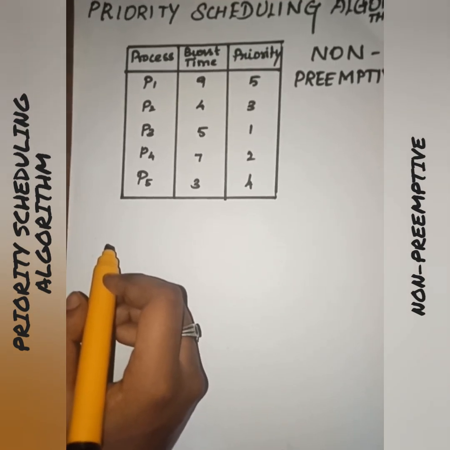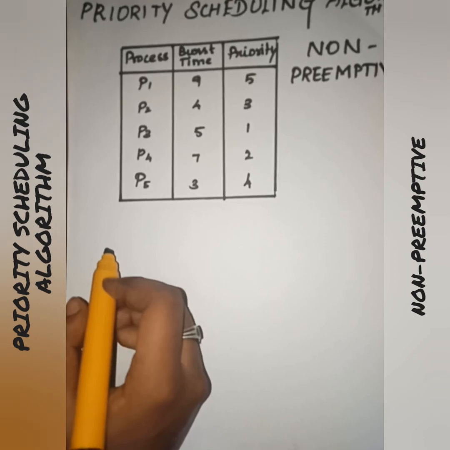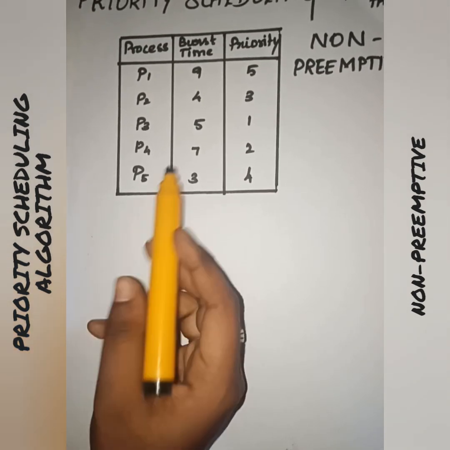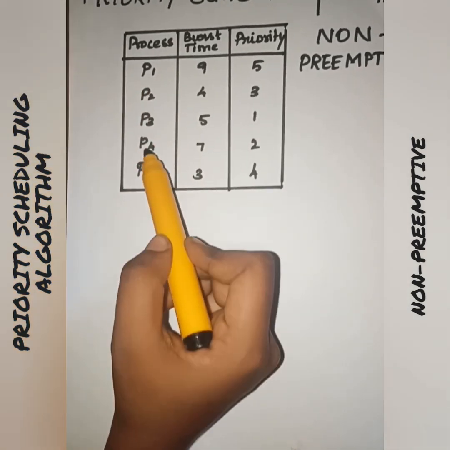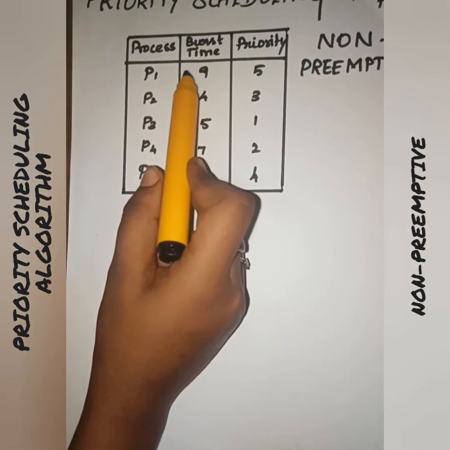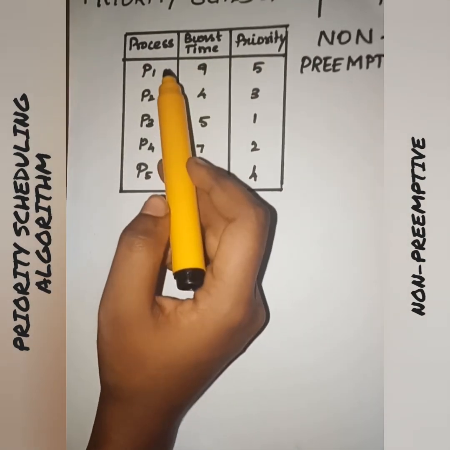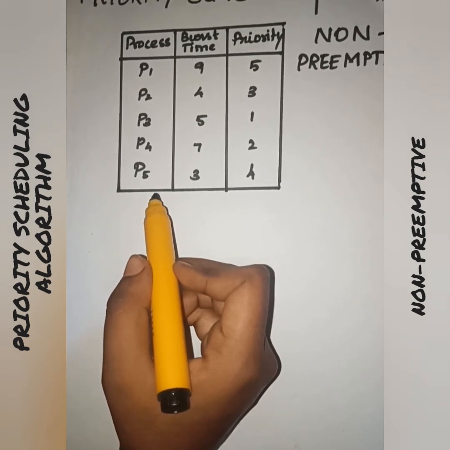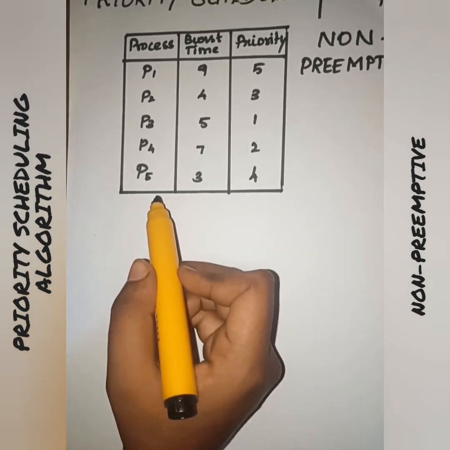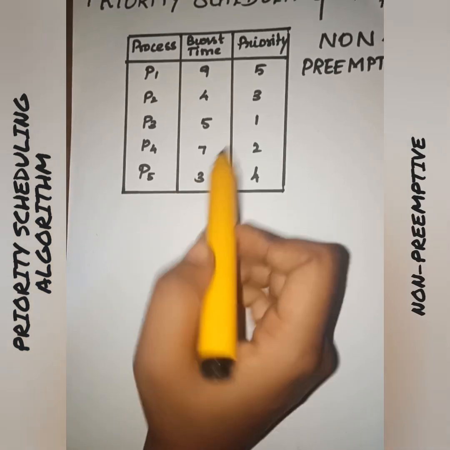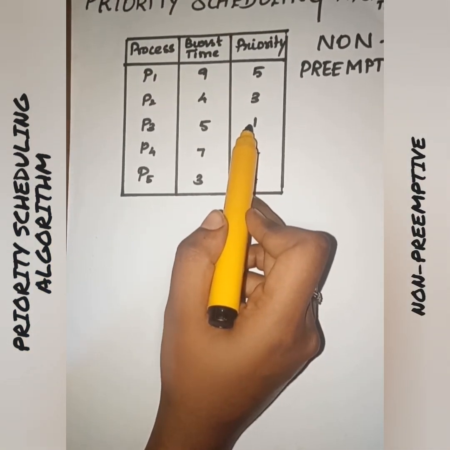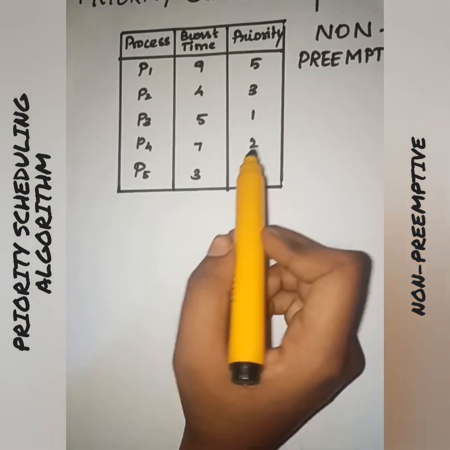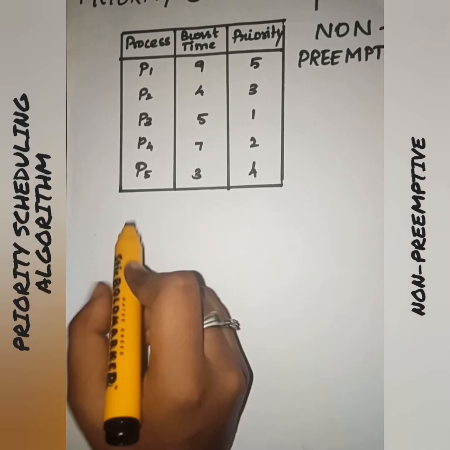Priority scheduling algorithm. The priority scheduling algorithm can be either preemptive or non-preemptive. Now we can see the non-preemptive method. These are the 5 processes P1, P2, P3, P4, P5. Their respective burst time and priority are given in the table. According to the priority scheduling algorithm, the process having the highest priority will get the CPU first. In our example, process P3 has the highest priority. That is, the priority is based on ascending to descending order. So P3 will be selected first for execution.